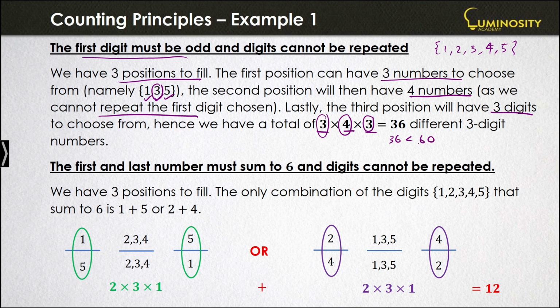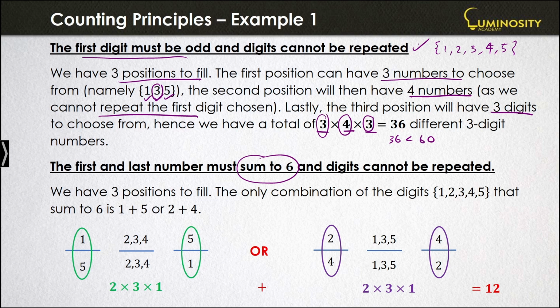So lastly, what if the first and last numbers must sum to 6, so add up to 6, and the digits cannot be repeated? So again, now we have an even stronger condition. Now the first number and the last number have a criteria, instead of just the first number, like in this example. So we have 3 positions to fill.